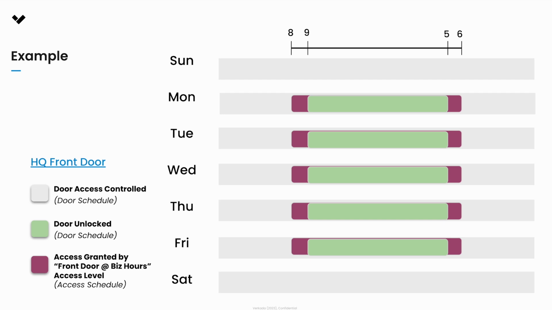If Alex tries to badge in at 7 p.m. or on a Saturday, he won't be able to get in. Someone who's part of a different access level that has a different schedule might have greater access to that same door than Alex. Now let's look at a different example.